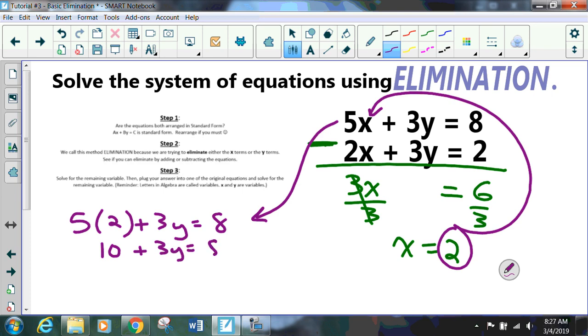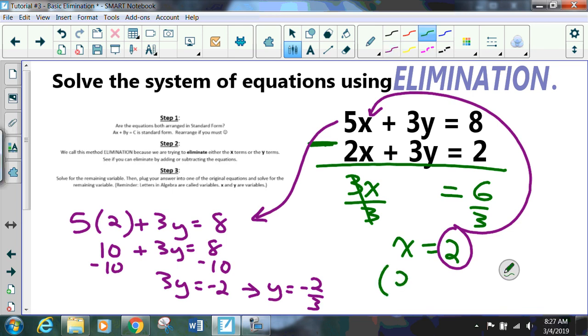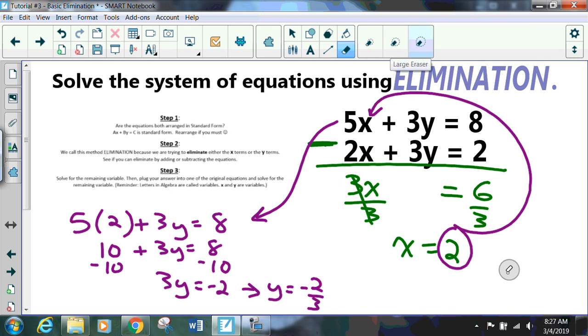Just a two-step from here, right? I'm going to subtract 10 from both sides. Oh, it's not pretty, is it? It's going to be y equals negative 2/3. It's okay to have that kind of answer where we have a fraction. It makes it a little bit harder. Let me see, I'm going to use a different color.